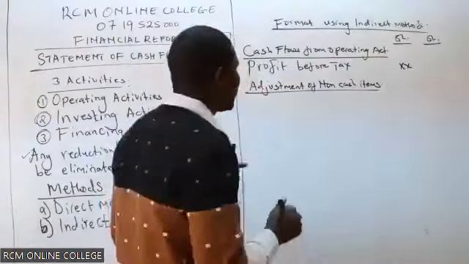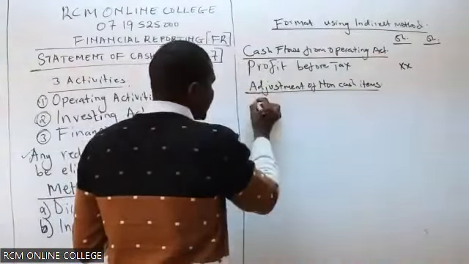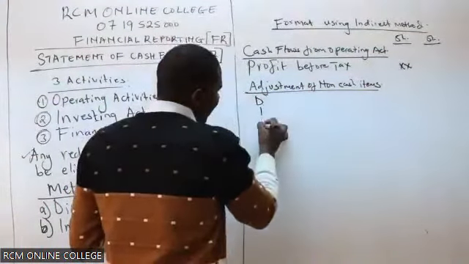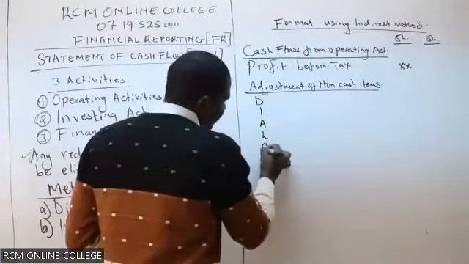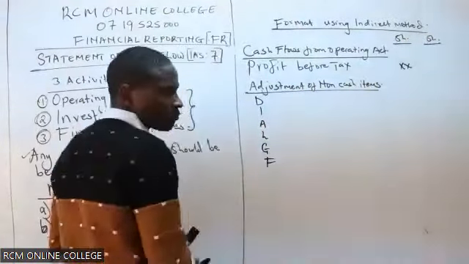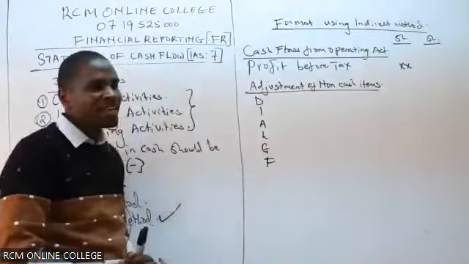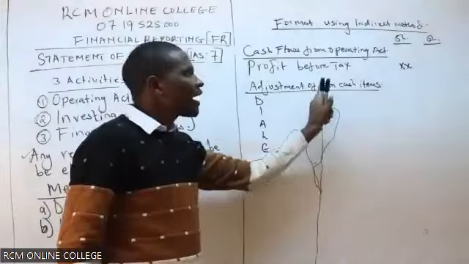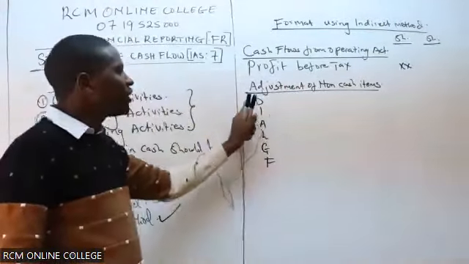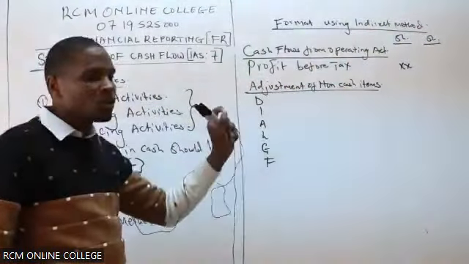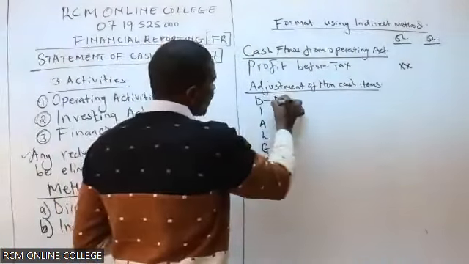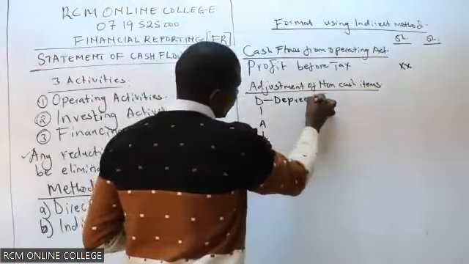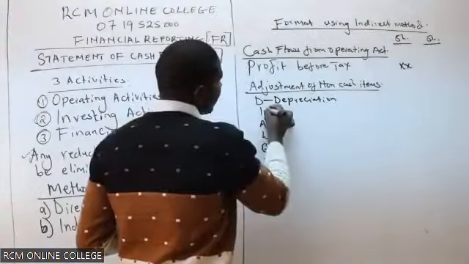So we have an acronym here, DAG. For you to identify the non-cash items, you can be using this acronym, where D stands for depreciation, as you have told me, I for impairment.